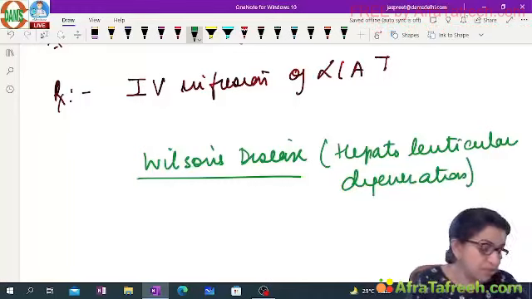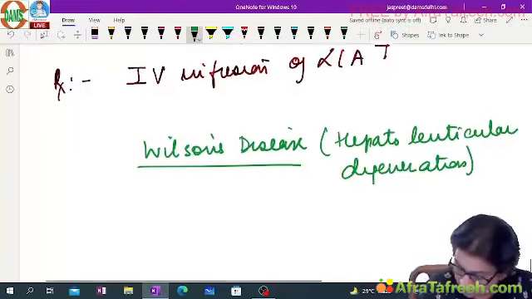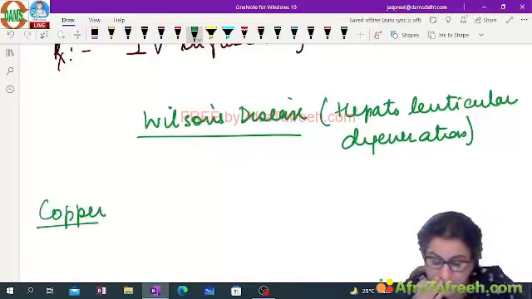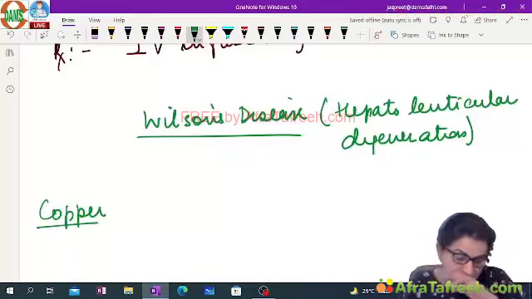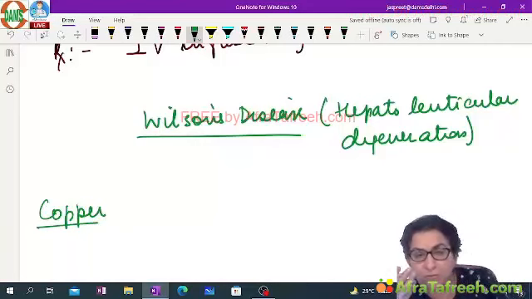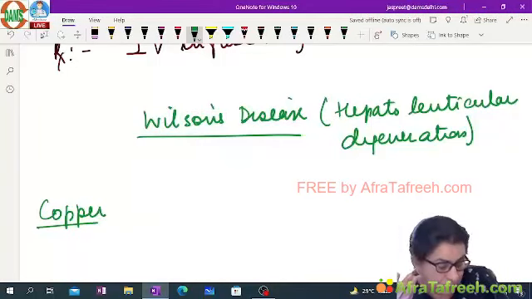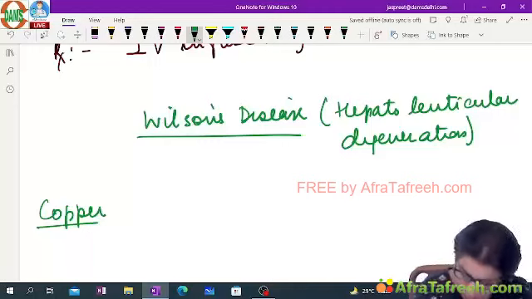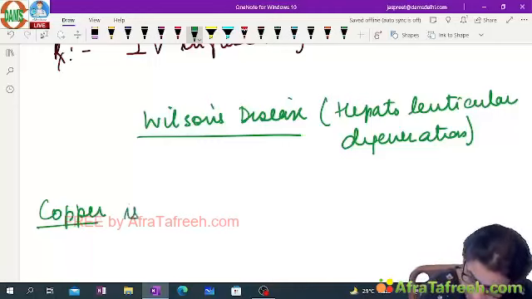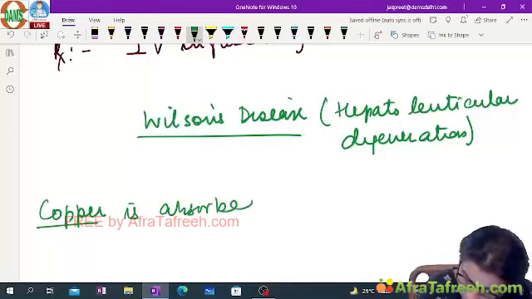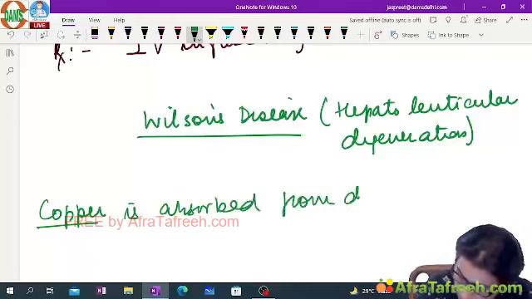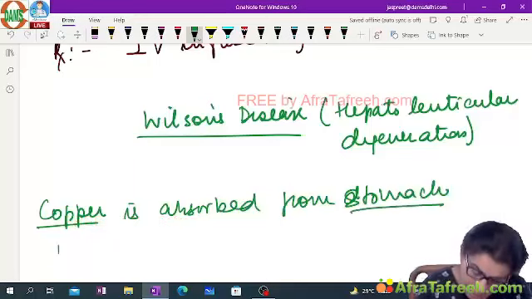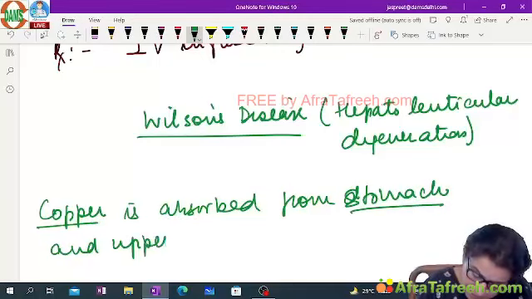Okay, before Wilson's disease, a little bit about copper. Copper is very important again. So we need copper. If you look at how copper is absorbed, copper comes with the food that we eat, and then copper is absorbed from the duodenum. Where is it absorbed? It is absorbed from the duodenum. What is the site of copper absorption? Stomach and upper small intestine.